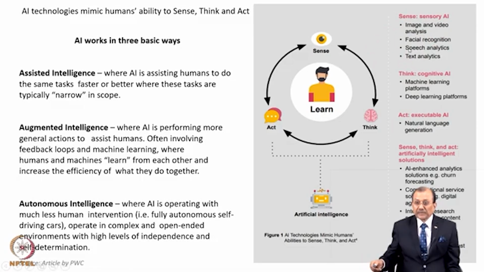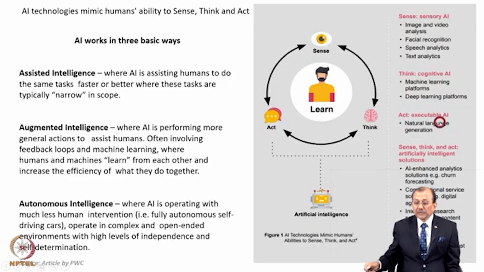And there is cognitive AI, where human-like intelligence is shown by AI systems or AI software. The machine learning platforms we have learned about, predictive analytics, etc., are part of cognitive AI. And then there is executive AI. When we ask Alexa to do this or play a song, that is natural language.